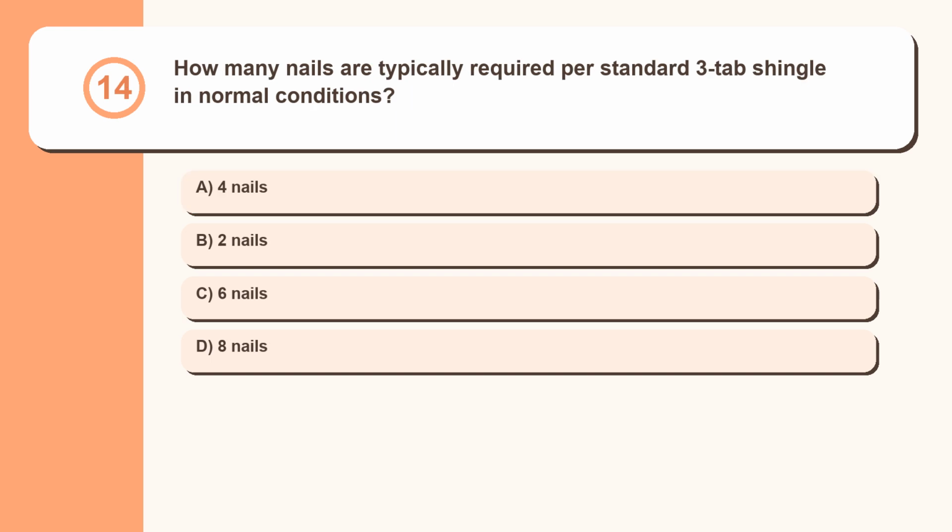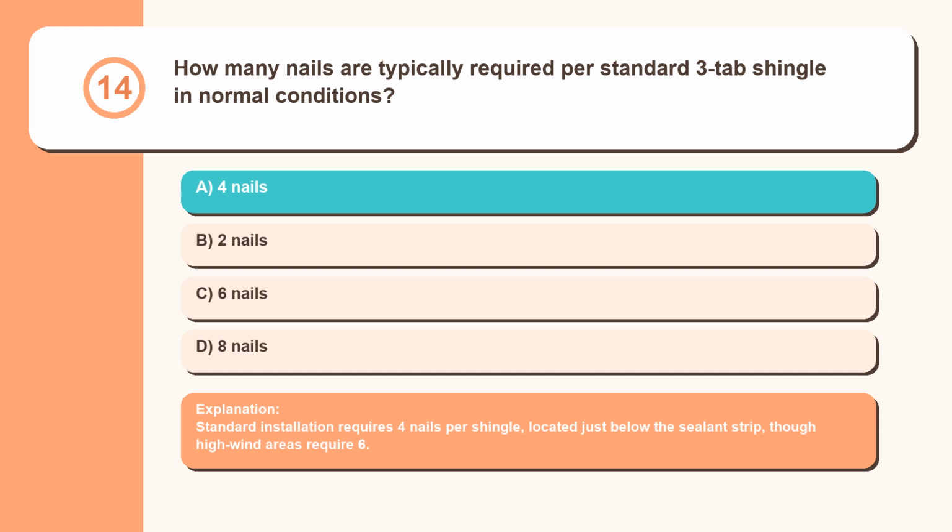Question 14. How many nails are typically required per standard 3-tab shingle in normal conditions? 4 nails, 2 nails, 6 nails, 8 nails. Standard installation requires 4 nails per shingle, located just below the sealant strip, though high wind areas require 6.